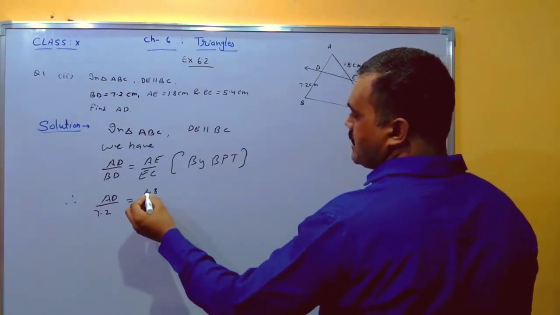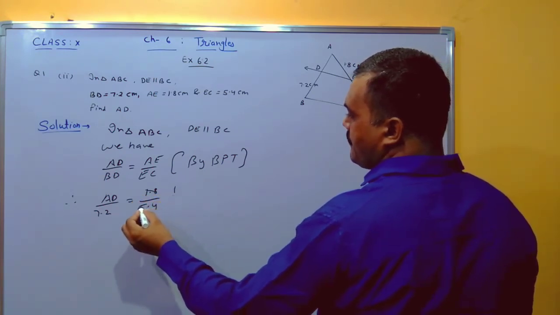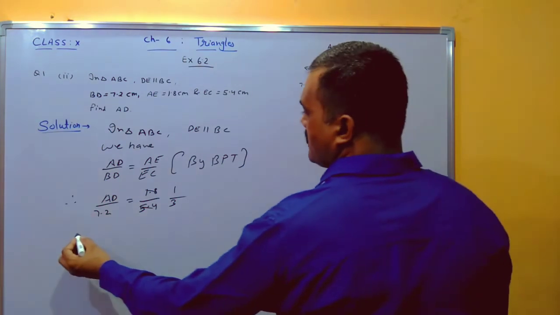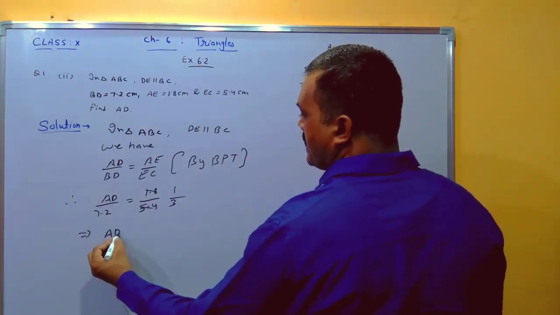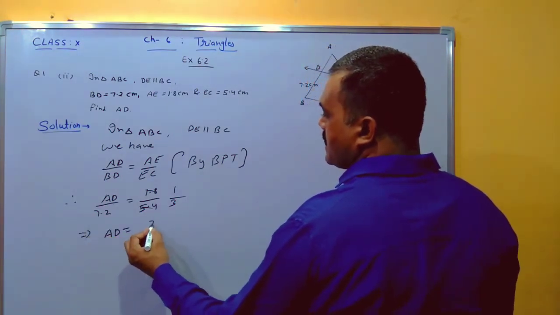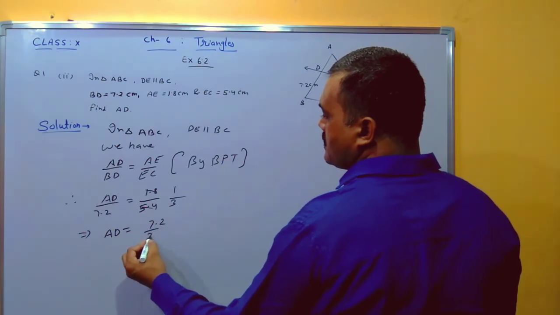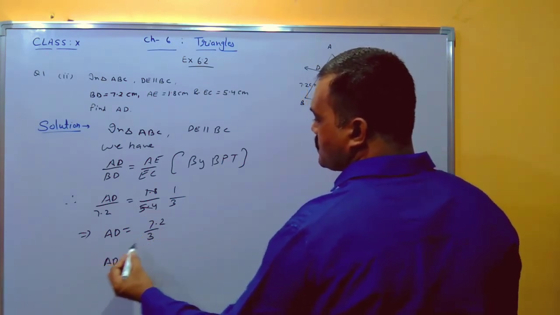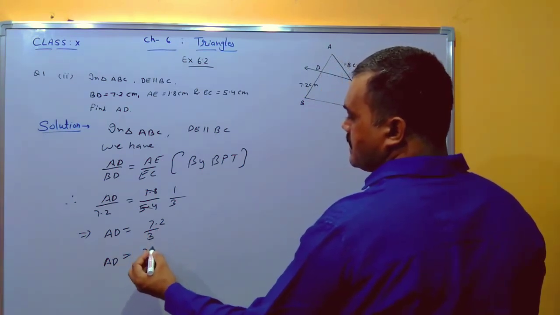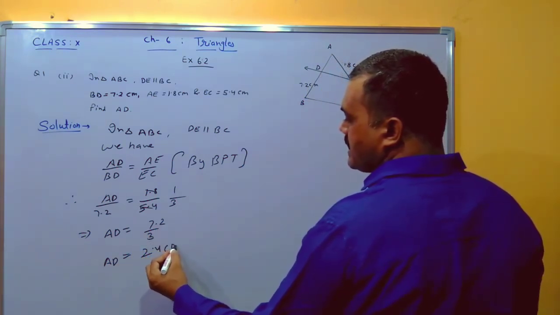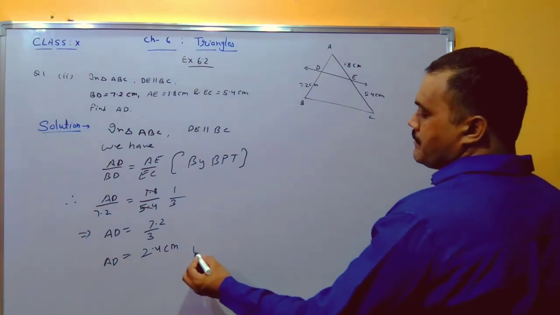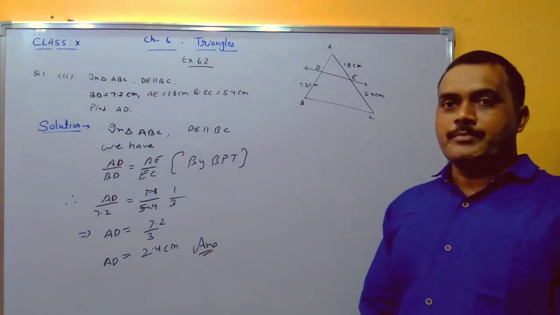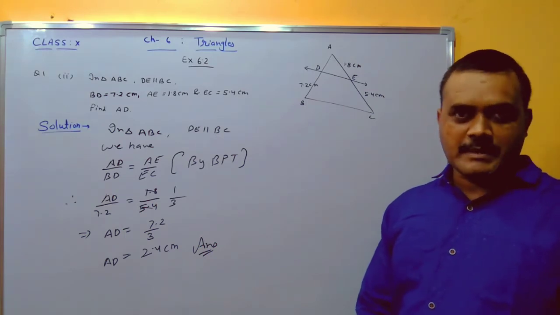Now you can just cancel out, 18 1s are 18, 18 3s are 54. Therefore AD is equals to 7.2 upon 3. So this comes AD is equals to, 3 2s are 6 and 3 4s are 12, 2.4 centimeter. So this will be your answer. So this is quite simple question. Hope you got the solution and how to apply this BPT.